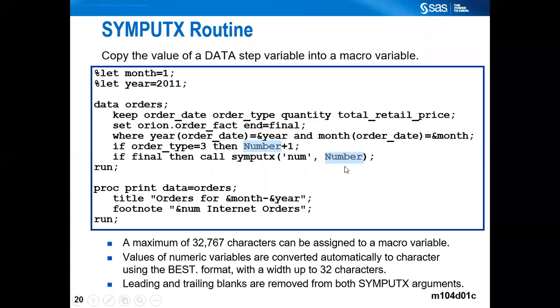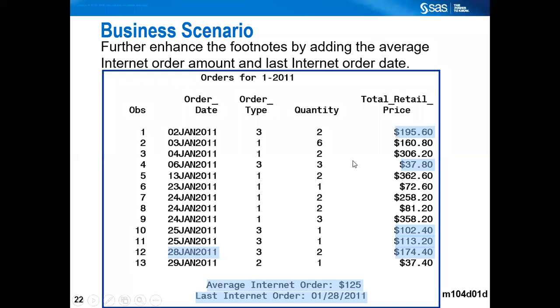Now the third example is that you can create a macro variable during processing of your data step through an expression. Okay, so now look at this business scenario. See the highlighted part and see your footnote.